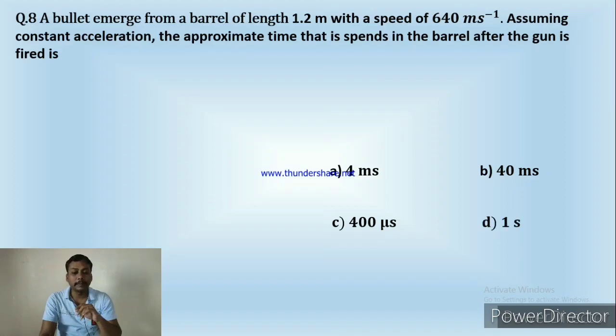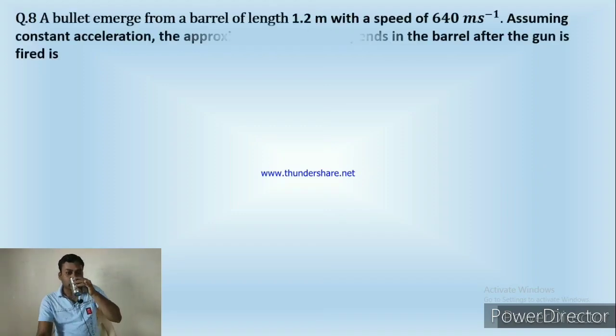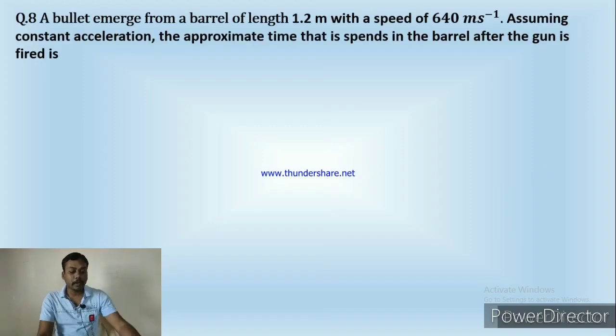So let's see the answer here. A bullet emerged from a barrel of length 1.2 meter with a speed of 640 meter per second, assuming constant acceleration. So the length of the barrel is 1.2 meter, the speed of the bullet is 640 meter per second, and assuming constant acceleration, we have to calculate the approximate time spent in the barrel after the gun is fired.